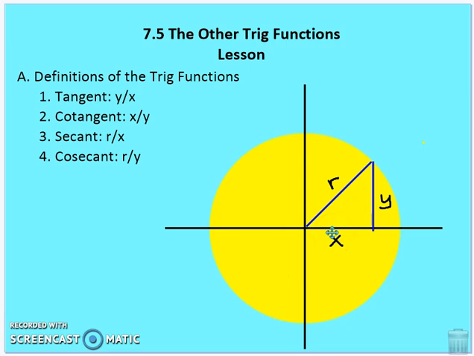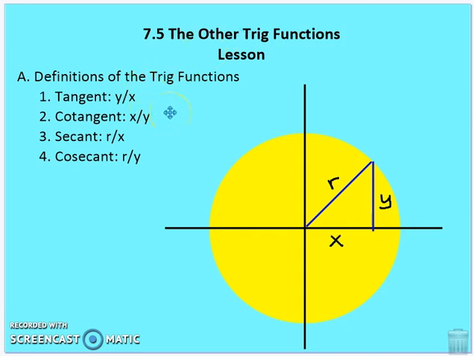So today we're really not going to learn anything new per se. We're just going to talk about the reciprocals of the relationships: tangent to cotangent, cosine to secant, and sine to cosecant. So what we're doing is renaming the reciprocal relationships cotangent, secant, and cosecant.